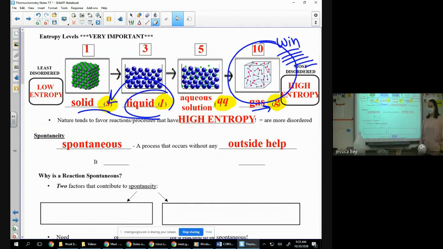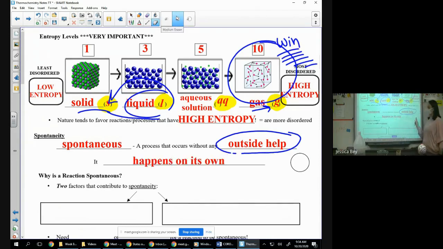Spontaneous means it just goes by itself. The candle, once it's lit, burns. The baking soda and vinegar just react. Okay, and the ice cube melts. It is happening without any outside help. Or you can think it happens on its own.